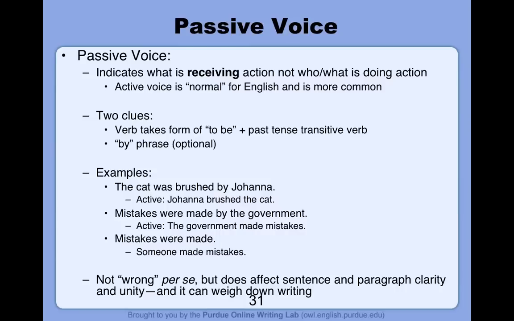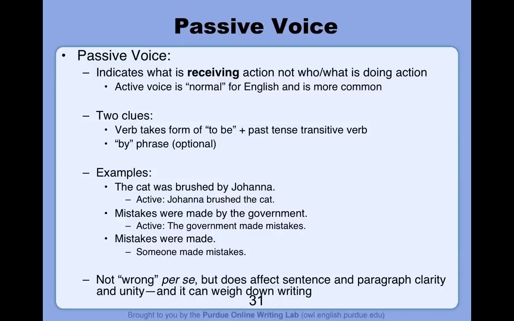Two clues for the passive voice. Verb takes form of to be plus past tense transitive verb. By phrase is optional. And here are some examples. The cat was brushed by Johanna. Active version, Johanna brushed the cat. Notice the difference. Mistakes were made by the government. Active voice, the government made mistakes. And then the third example is mistakes were made. Active voice, someone made mistakes.